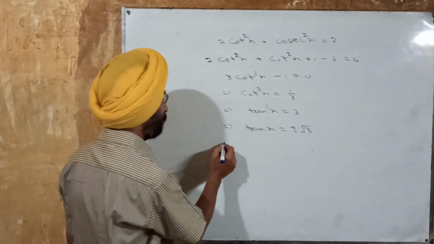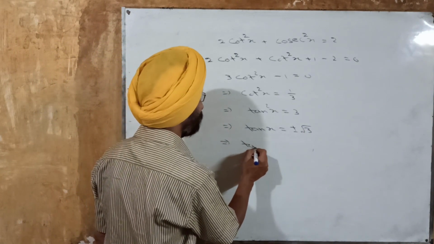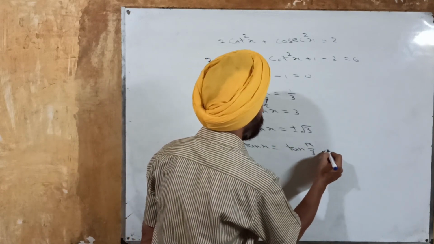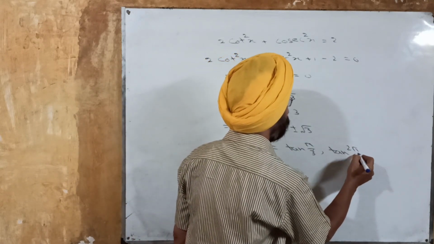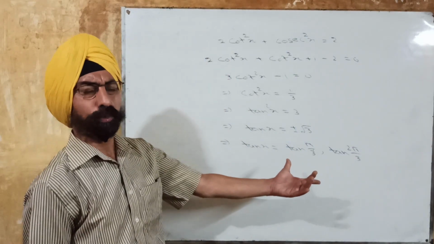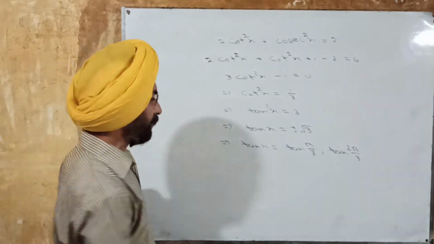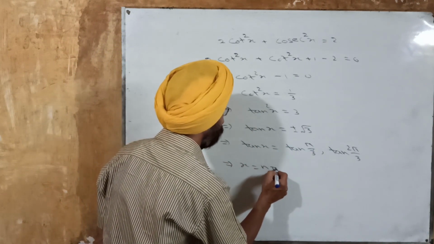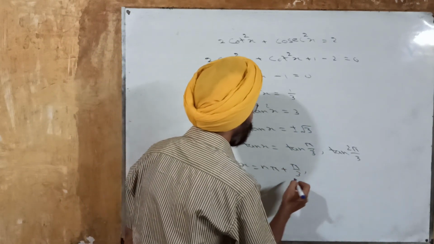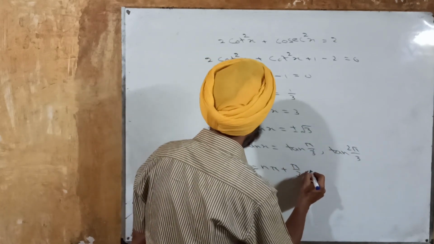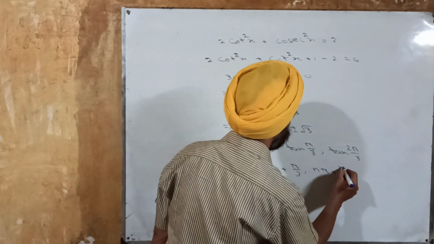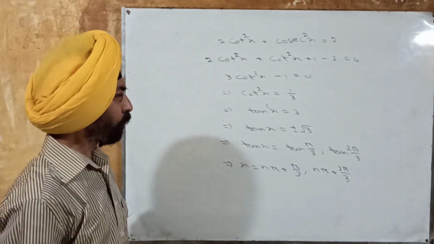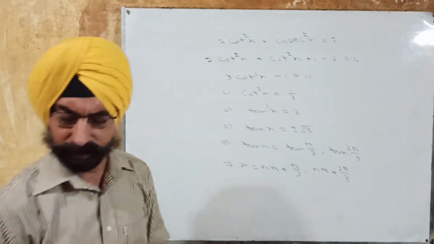So once again you will have two solutions. Tan x is equal to, this is either tan pi by 3, or you can write tan 2 pi by 3. Tan 120 degree is minus root 3, and tan 60 degree is root 3. So if you take tan x is equal to tan pi by 3, your x will be n pi plus pi by 3, and if you take tan x is equal to tan 2 pi by 3, your x will be n pi plus 2 pi by 3. So this will be the complete solution of this equation, because both of these will satisfy your given equation.